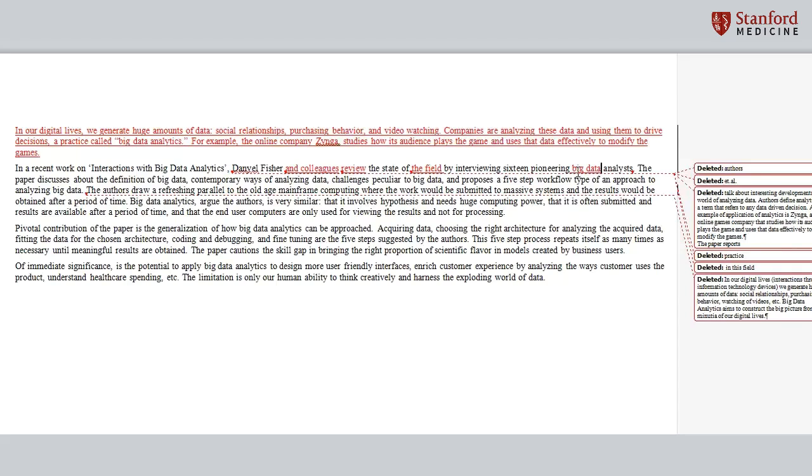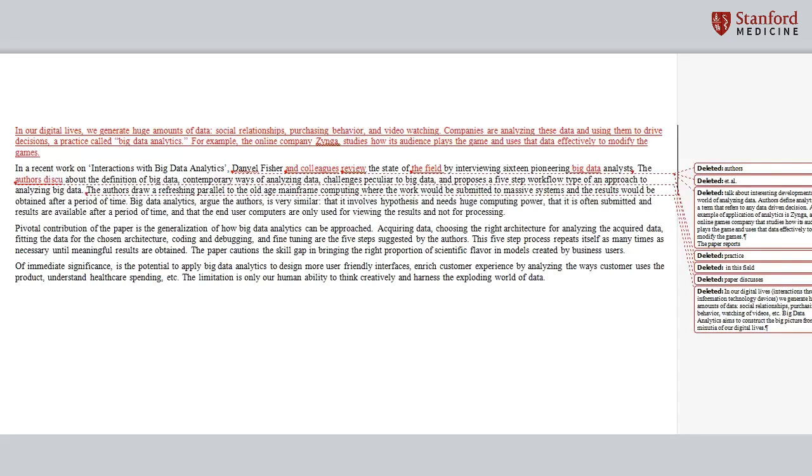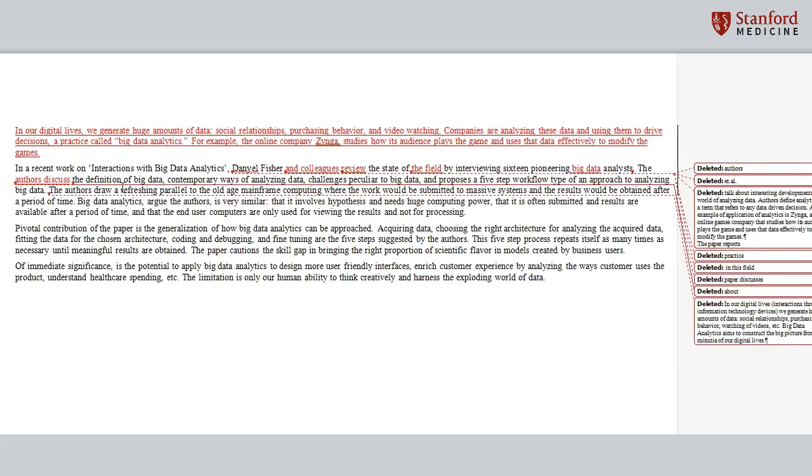And then what did they do? So the paper, I'm going to say "the authors discuss" rather than "the paper discuss." That's a minor stylistic thing. The authors discuss, we don't need the "about" here, discuss the definition of big data, contemporary ways of analyzing data, challenges peculiar to big data, and proposes a 5-step workflow. Now notice when I read that out loud, you probably heard the non-parallelism in there. So that sentence isn't parallel. We get discuss definition, discuss challenges, discuss contemporary ways, and then we get this shift where there's a new verb introduced, "proposes." So it doesn't quite work.